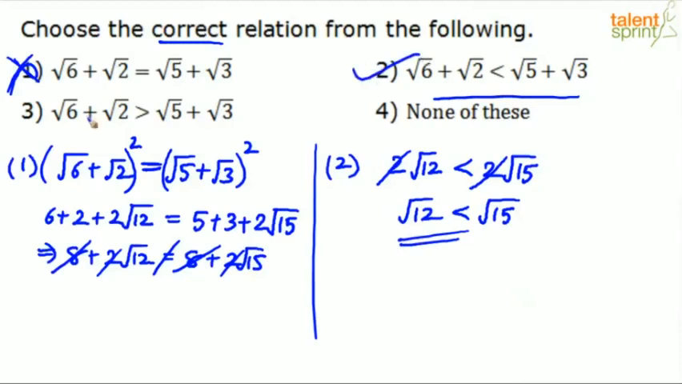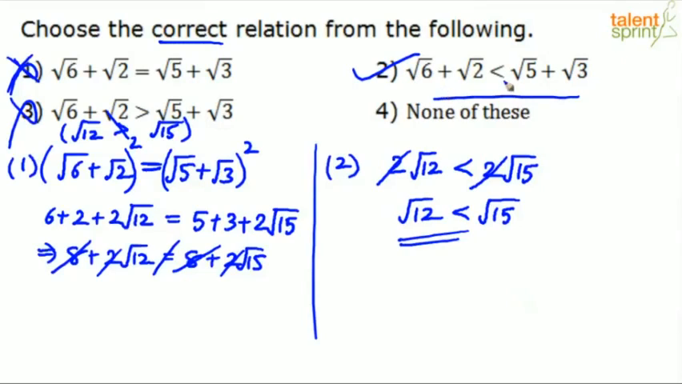In option 3, he has indirectly given that root 12 is greater than root 15. Is it possible? No, even this is wrong. So option 3 also, if at all you want to verify, or if option 3 were given before option 2, the correct answer is root 6 plus root 2 is less than root 5 plus root 3.